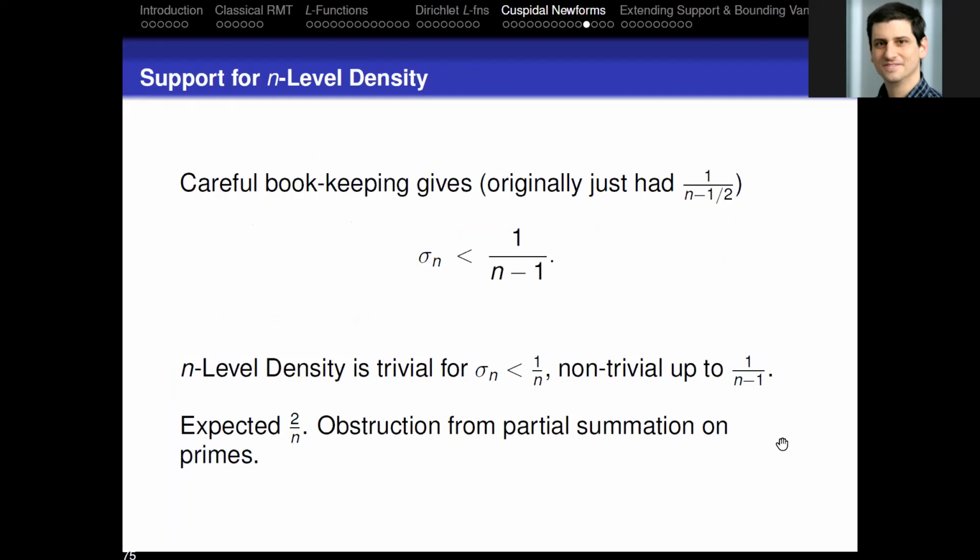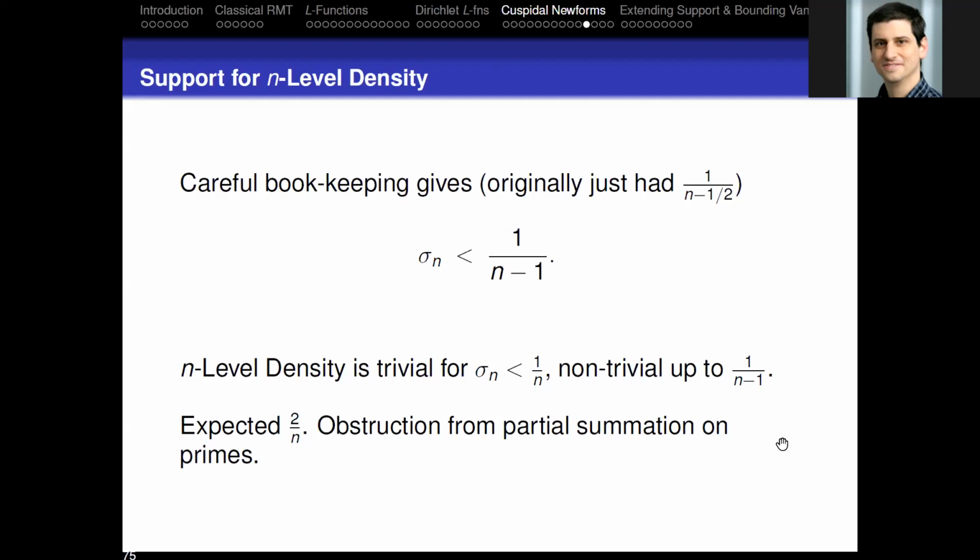And so if we do some careful bookkeeping, we can get support up to 1 over n minus 1. Before, the trivial range was up to 1 over n; now we can get up to 1 over n minus 1. There are some obstructions that prevented us from getting all the way up to 2 over n. The question becomes just how far can you push this? And so this past summer, I had some students who were doing a monumental amount of work to try to push this further to 1 over n minus 2, 1 over n minus 3, 1 over n minus 4.